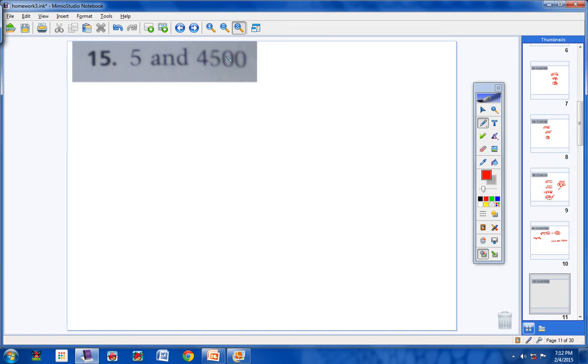Alright, moving on to number 15. Let's find the geometric mean of these two numbers. We're going to take the square root of 5 times 4,500. So let's try to do this here in our head quickly. It'd be 0, 0, 25, carry your 2, 22,500, okay? So if you take 5 times 4,500, you're going to get 22,500. Now, I guess we could quickly solve it, and when I say solve it, we can take the square root of this and see what we get.